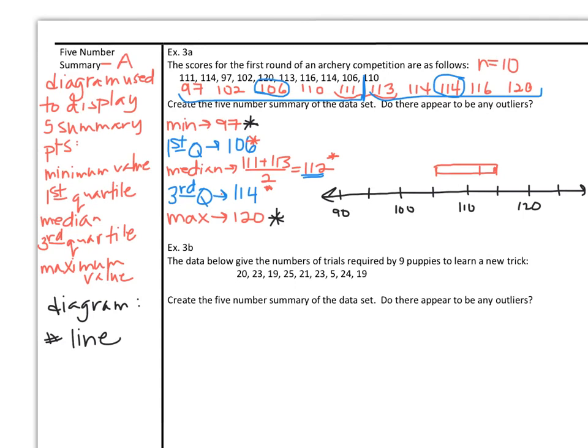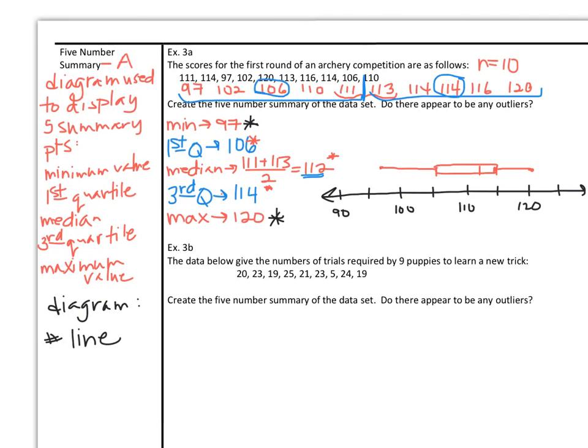Then I'm going to use my minimum and my maximum and create points. My minimum was at 97, so that's between 95 and 100. I'm just going to put a point up above. And then I'm going to connect that point to my rectangle. My maximum was 120. And I'm going to connect that to my rectangle as well. There is your 5-number summary. That's all it is. Just a way to display some of those key points within your data set.